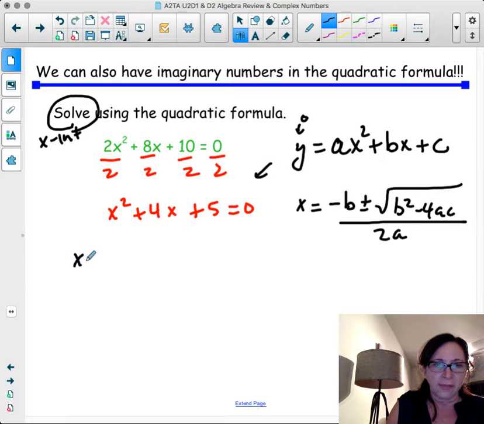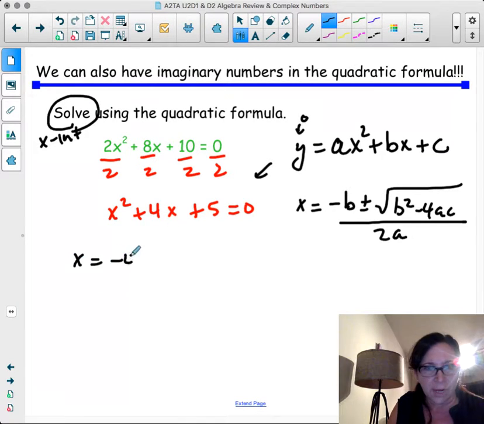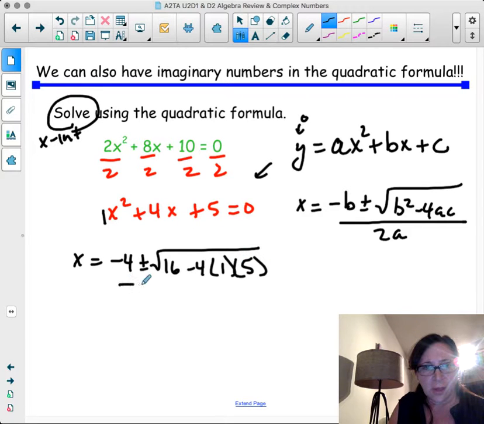We're going to go x equals negative b. So if b is 4, it's the opposite of 4. So negative 4 plus or minus the square root of b squared. So that's 4 times 4 is 16, minus 4 times a, which is 1, that value right there, times c, which is 5, all over 2a, or 2 times 1.